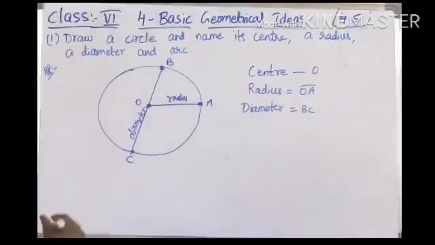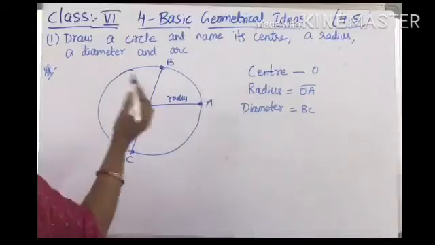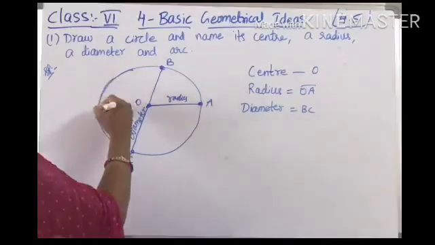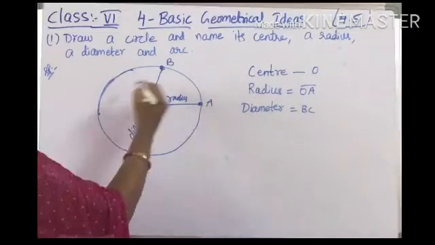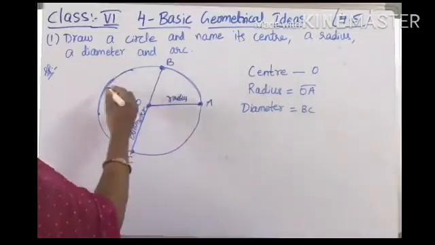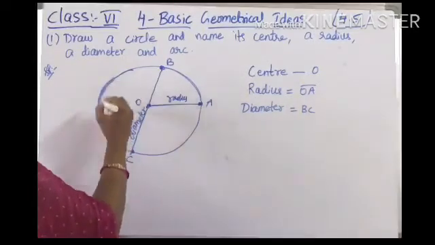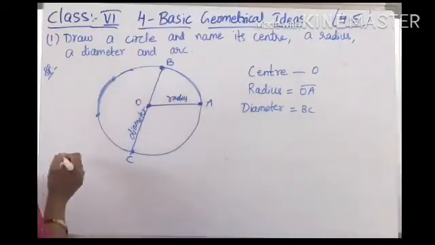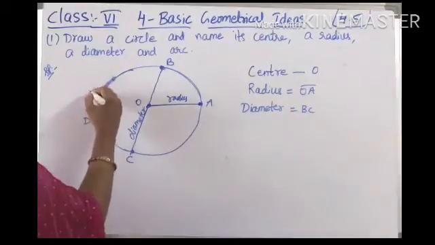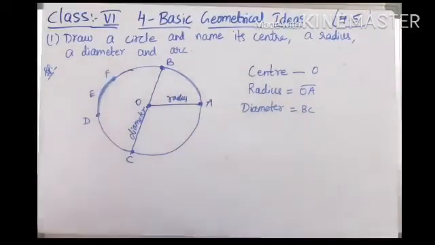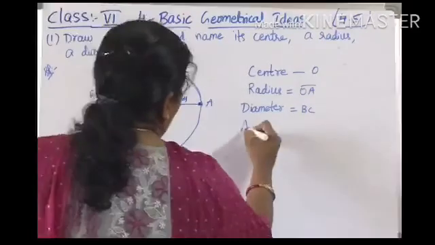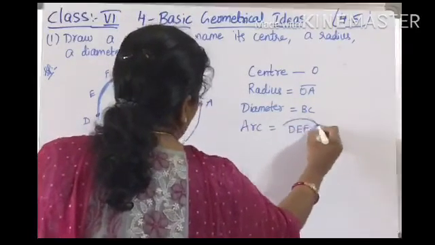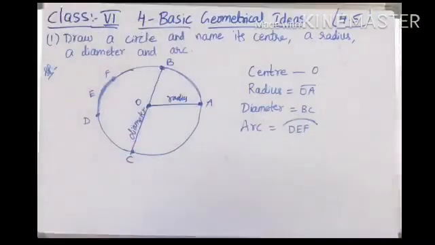Next, arc. An arc is nothing but any part of the circumference of a circle. You can take any part, or this is also an arc. Suppose I take another part here, any part on the circumference of the circle. So D, E, F. An arc is represented with 3 letters, so write the arc as DEF. This curved symbol on top is the symbol for an arc.